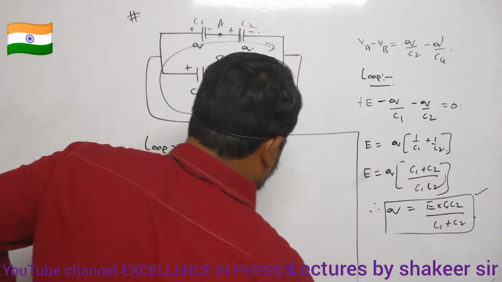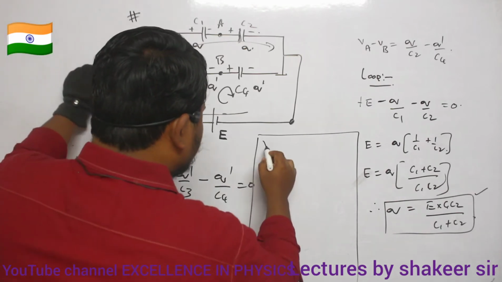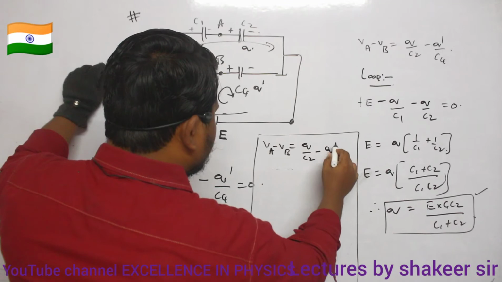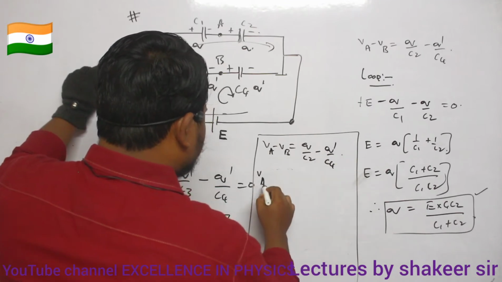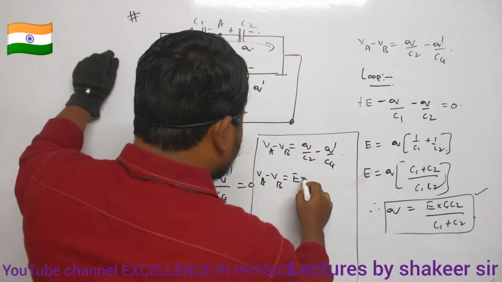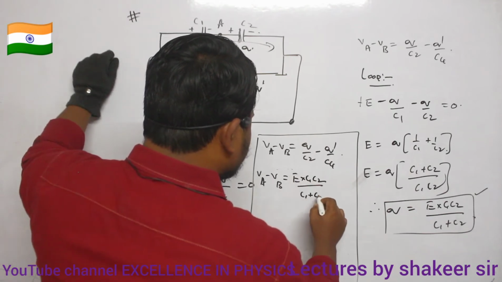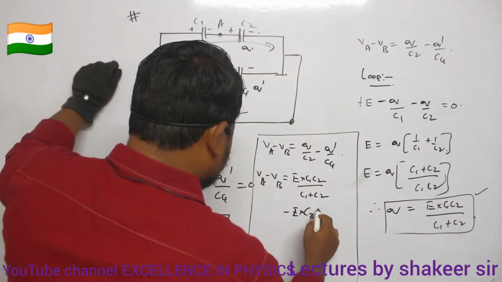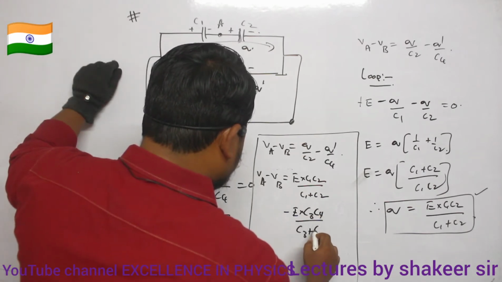What I am supposed to find out? I am supposed to find out VA minus VB only, no? So VA minus VB is equal to Q divided by C2 minus Q dash divided by C4. Clear? So VA minus VB is equal to, Q value is how much? Q value is E into C1 C2 divided by C1 plus C2, minus Q dash. Q dash value is how much? E into C3 C4 divided by C3 plus C4.